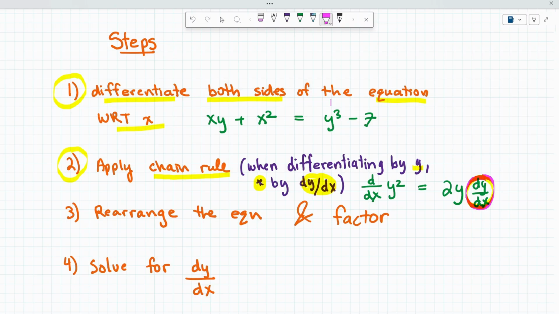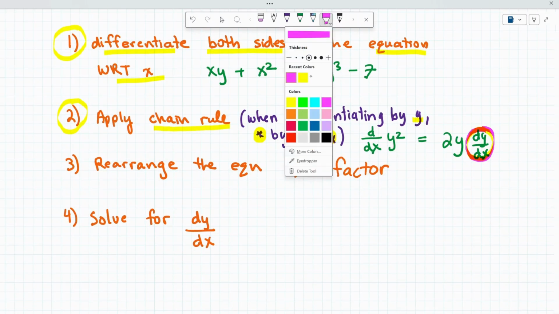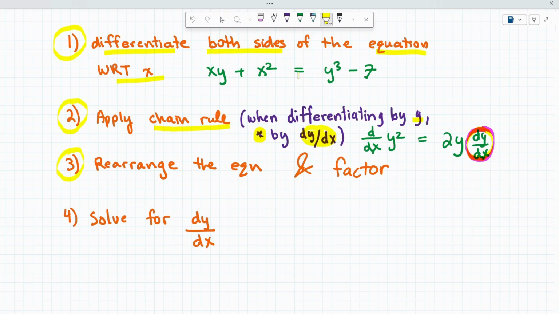Okay, this will become more apparent when we see our example. As a third step, we have to rearrange our equation and factor, because the goal is to solve for dy over dx. We can use different algebraic techniques here, factoring, rearranging, anything you need to do. And that leads us to step 4, because we want to ultimately isolate and solve for dy over dx. We are trying to find the derivative of y with respect to x.